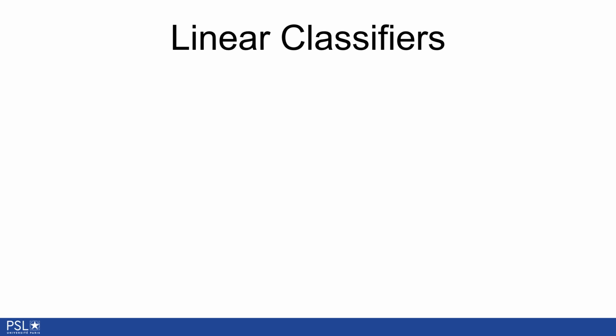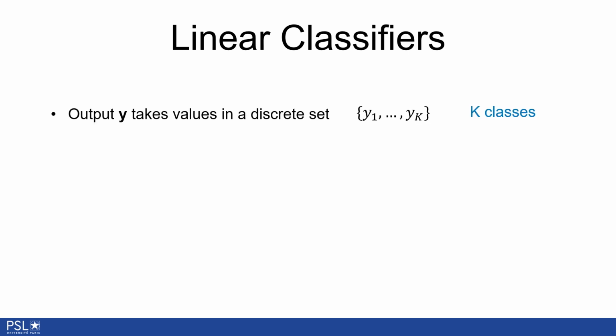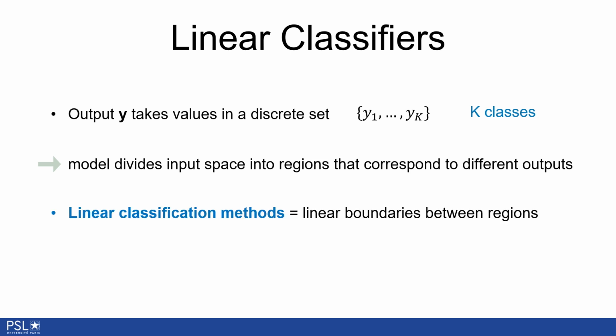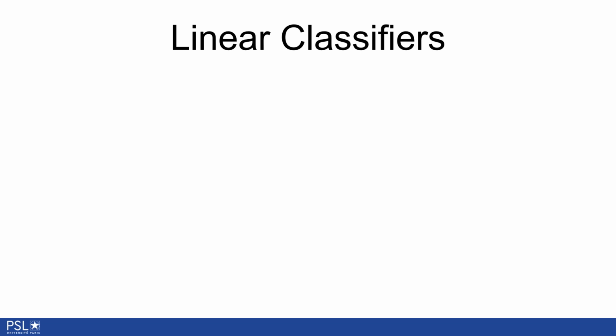We've considered situations in which the model maps inputs onto an output y that takes values in a discrete set of capital K values, which we call y1 to yK. And each of these output values defines a class. This implies that the model effectively divides the input space into separate regions that correspond to different output values. Linear classification methods correspond to models in which the boundaries between those regions are linear.